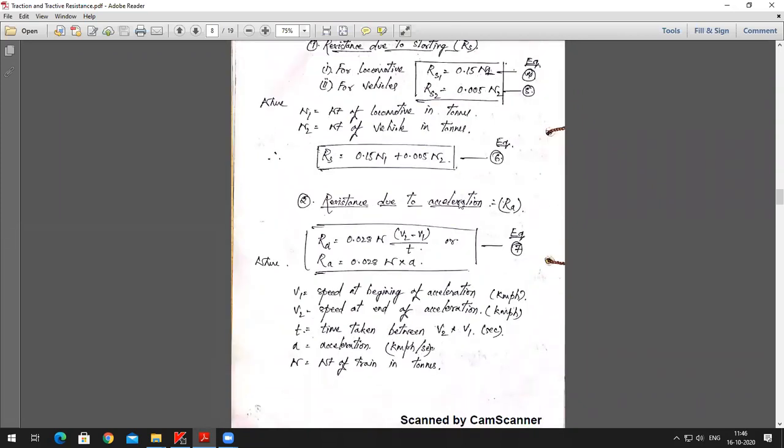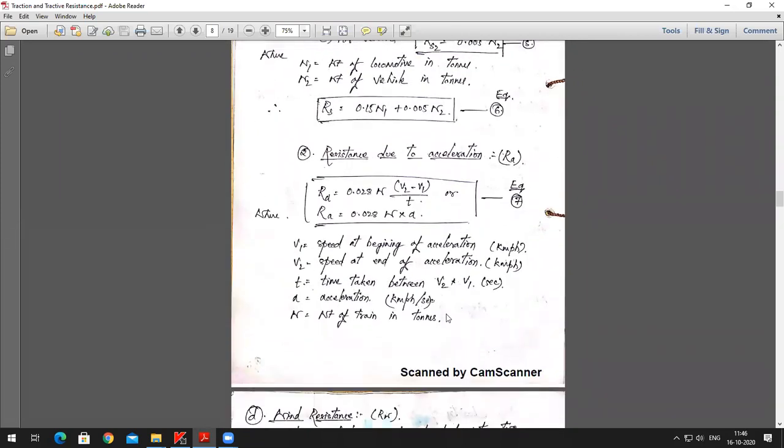Now on the contrary, when the vehicle is about to start, these are the resistances that the vehicle needs to overcome. Once it has started and the acceleration begins, and the vehicle is moving, you need to consider the resistance due to acceleration. You have two such equations here. Either of these two can be used to solve the problem.